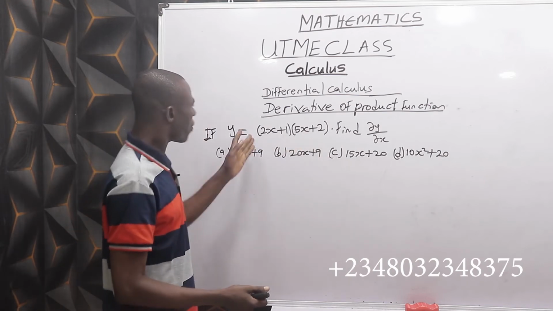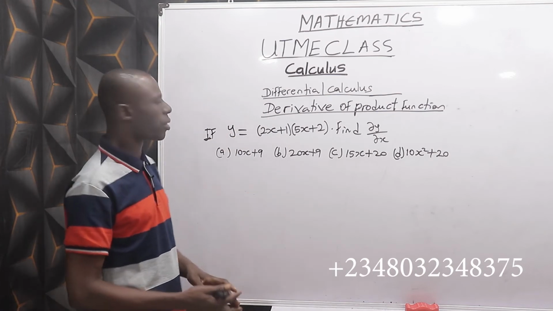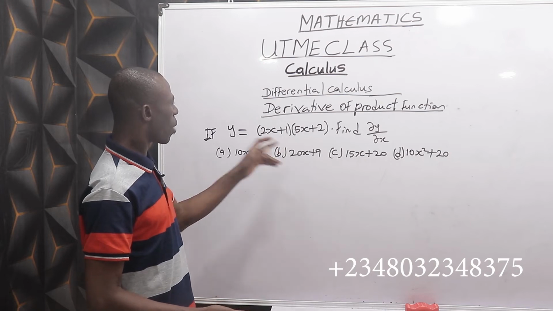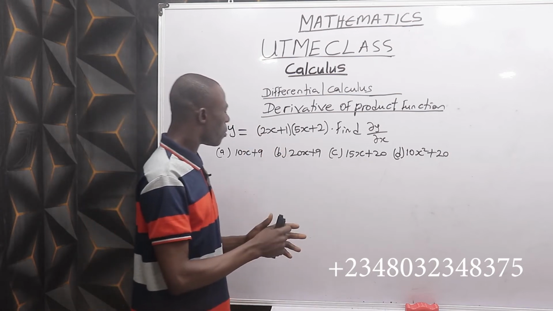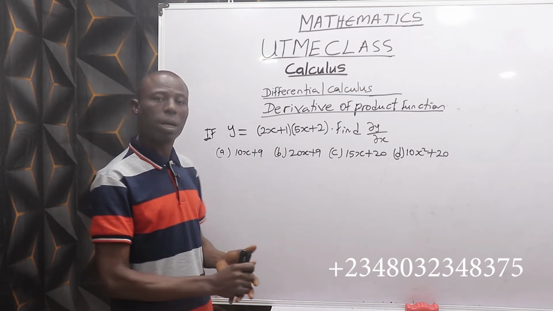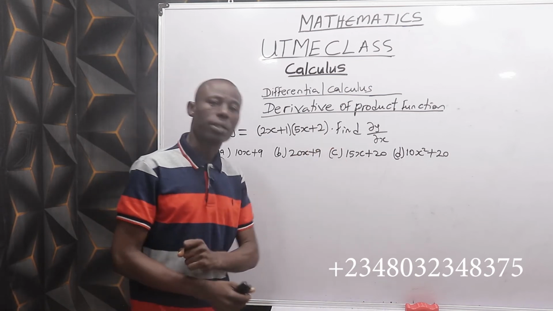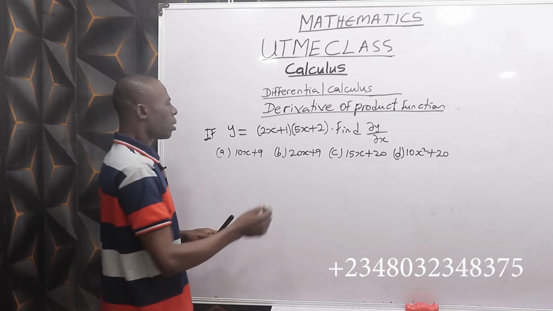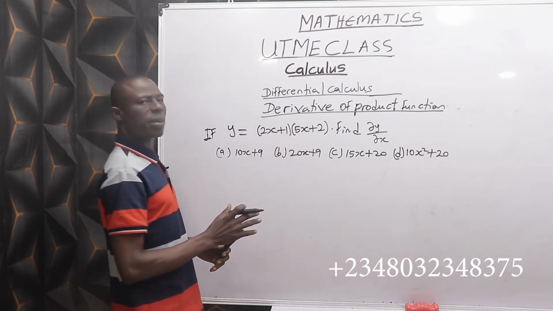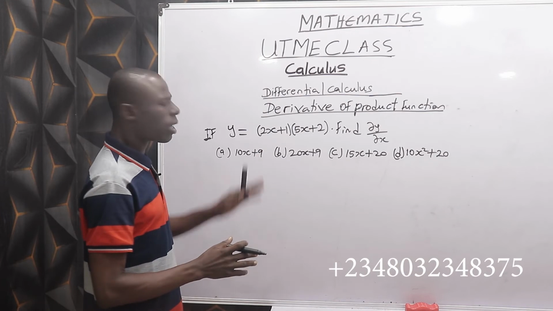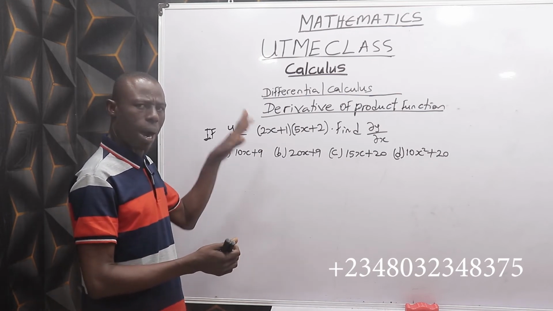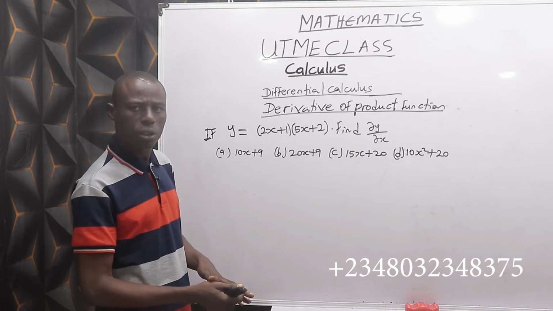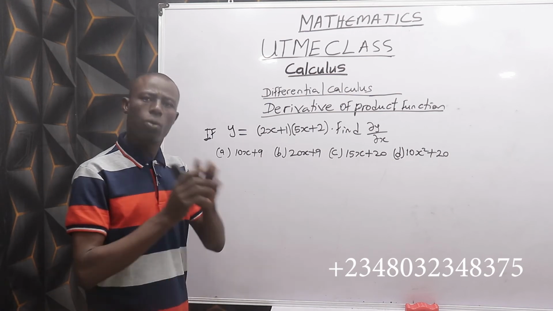How do we differentiate a function like this? If y equals 2x plus 1 in bracket into 5x plus 2 in bracket, find dy/dx. That is a JAMB past question. What are we expected to do? I want to give you a straightforward approach. This is not WAEC. This is not the theory approach. I want to give you the JAMB approach.